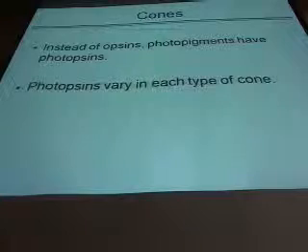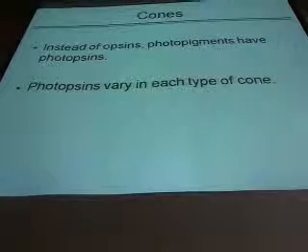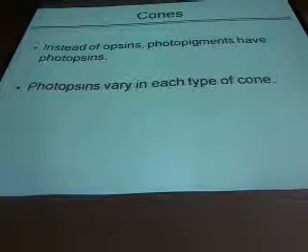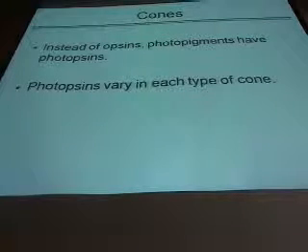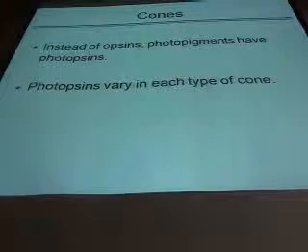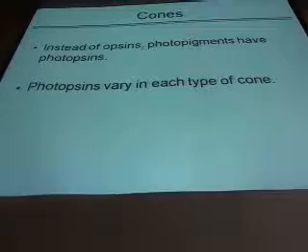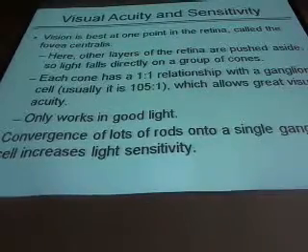Okay, instead of the opsin, remember the rhodopsin broke down from the retinaldehyde to the opsins? You have photopsins. They vary in each cone.